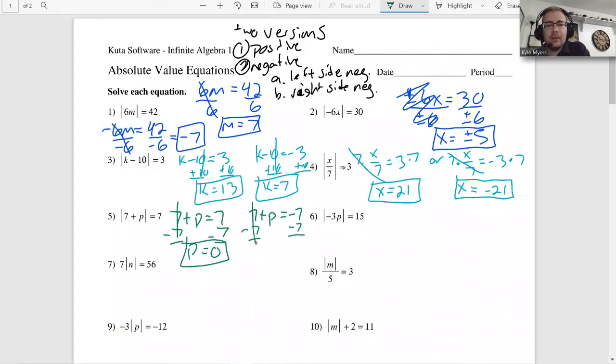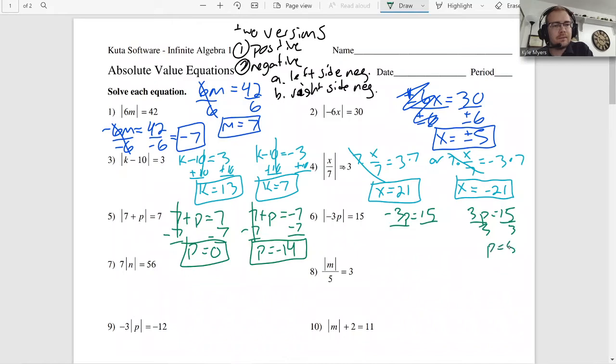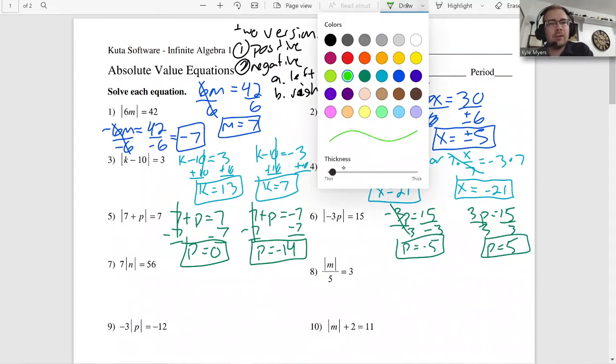If we come across something new, then we'll stop for a second and talk about it. How do you solve this new thing? But for 5 and 6, nothing really is new going on here. So leave it alone, and then do an opposite version. This time I chose to make the 3 positive. So I'm going to divide by 3, divide by negative 3. So we get negative 5 and 5. All pretty straightforward so far.